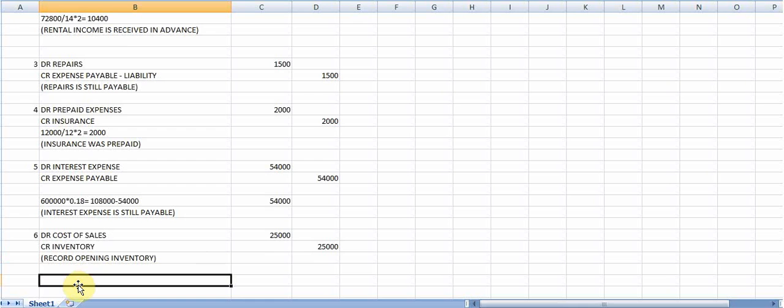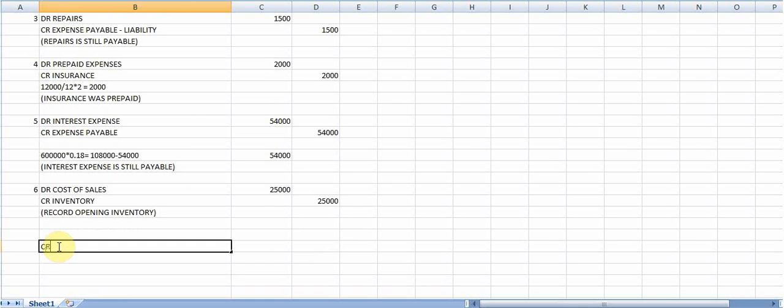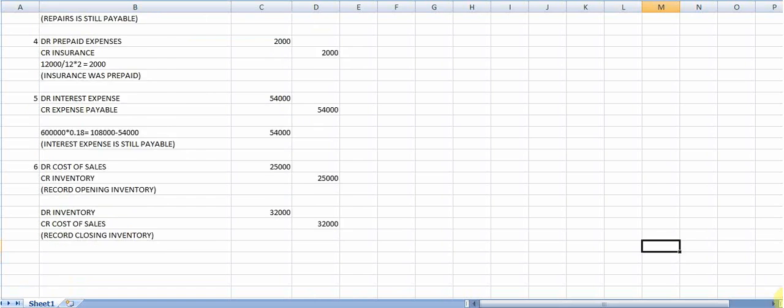Then they also give you closing inventory. That causes the cost of sales expense to be lesser. So now I'm going to credit the cost of sales, and I'm going to debit the inventory because those two are always applied together for duality. And the amount given is 32,000 there. And I'm just going to say record closing inventory. Alright, that was number 6.